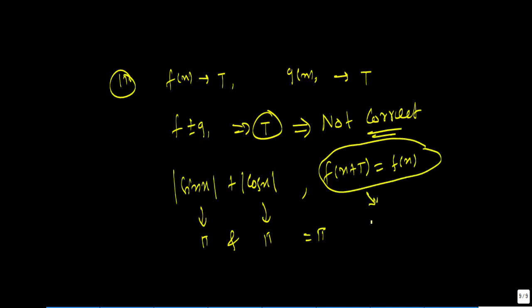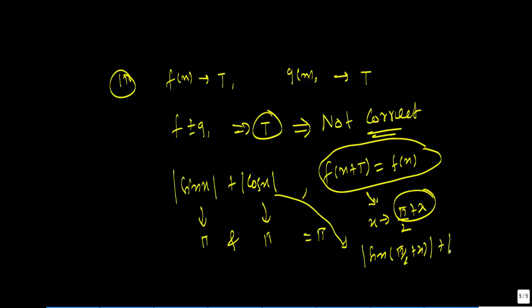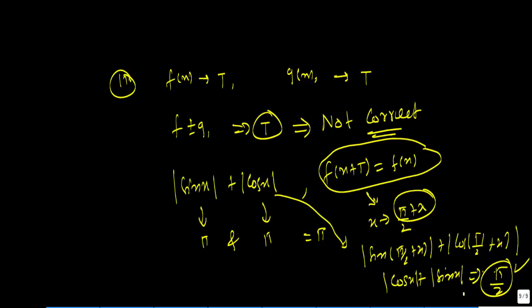So if I replace x with pi plus x in the question, or why not do pi by 2 plus x, that's better. So it becomes mod of sine (pi by 2 plus x) plus mod of cos (pi by 2 plus x). Because it is mod, sine of 90 plus becomes cos, and cos becomes sine. So is it the same as the original question? With the interval of pi by 2 only, we got the same answer. So pi is okay, but this is not the fundamental period.